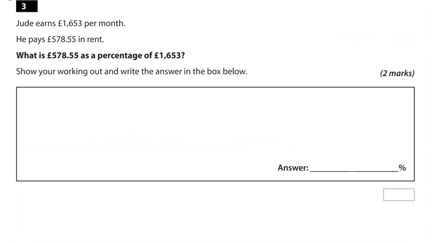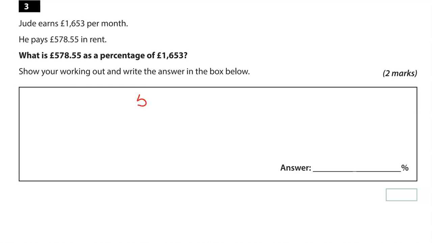Jude earns £1,653 per month. He pays £578.55 in rent. What is £578.55 as a percentage of £1,653? Show your working out and write the answer in the box below.